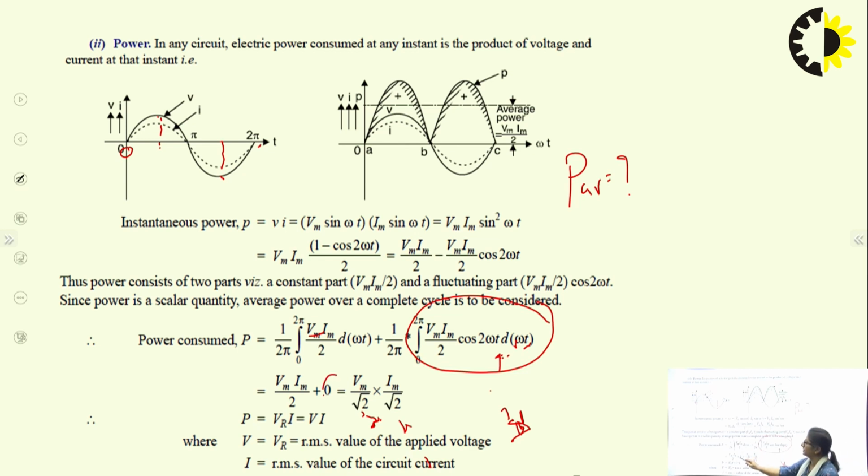So this component is getting 0, but here it will be Vm Im by 2 only. Once again, this 2, I can write as Vm by root 2, Im by root 2. Vm by root 2 gives me the RMS value of the voltage. Similarly, Im by root 2 gives me the RMS value of the current, which means that the average power consumed by a purely resistive circuit is given by V into I, where V and I are the RMS values of the voltage and current.